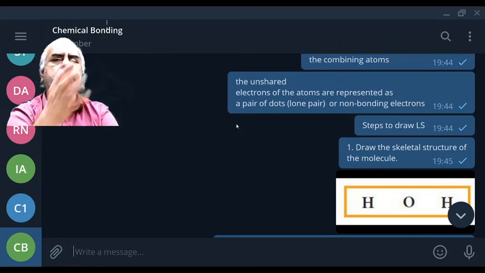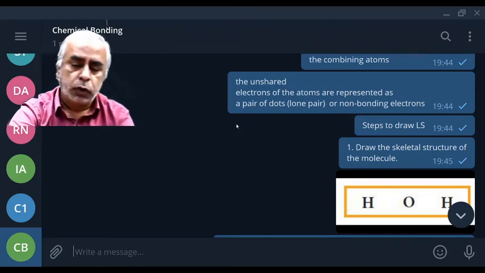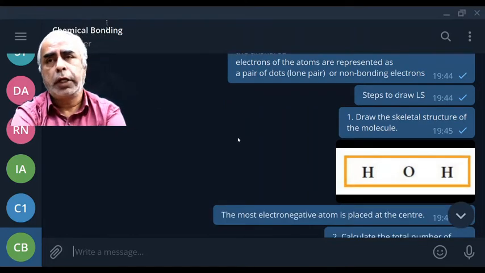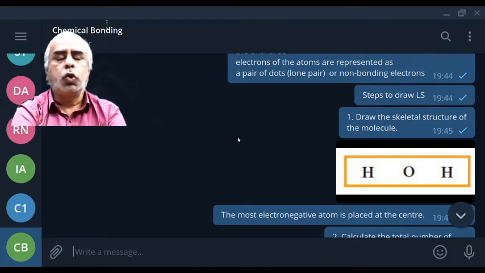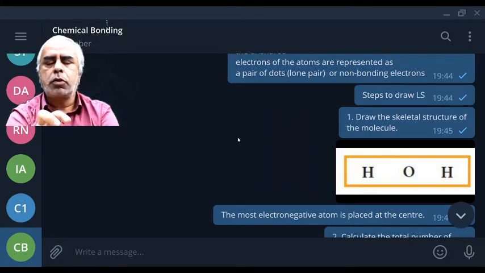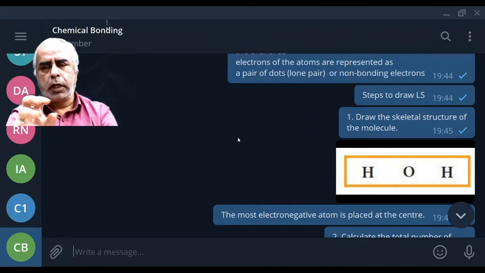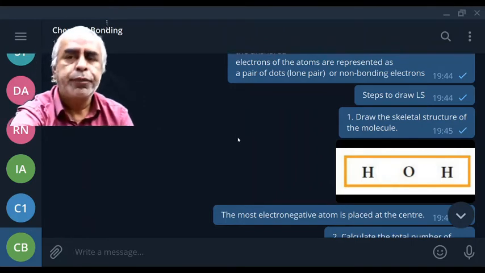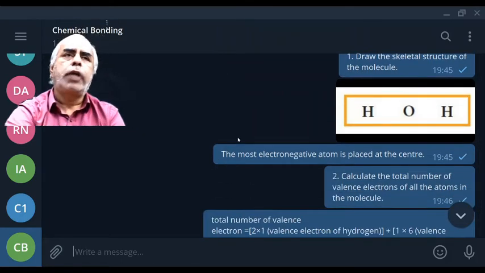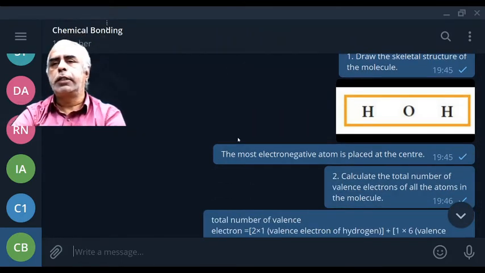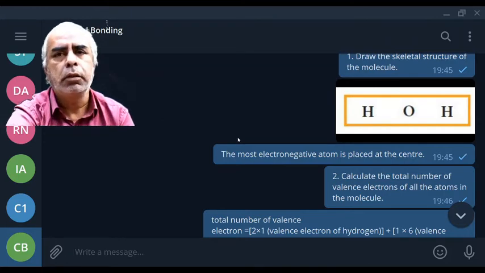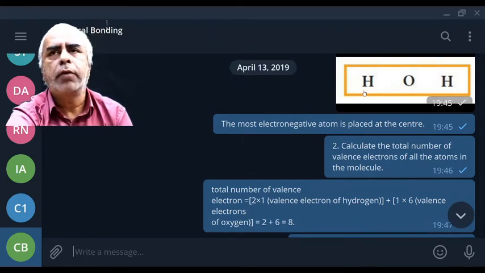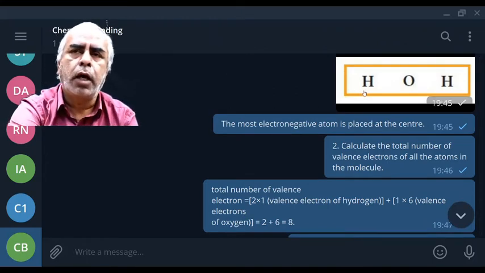Let us consider a simple structure, water. So water, you know the molecular formula, that is HOH, that is H2O. What we need to do is place the electronegative atom at the center and hydrogen on either side. Now we need to calculate the total number of valence electrons of all the atoms in the molecule. So let us calculate the total number of electrons.